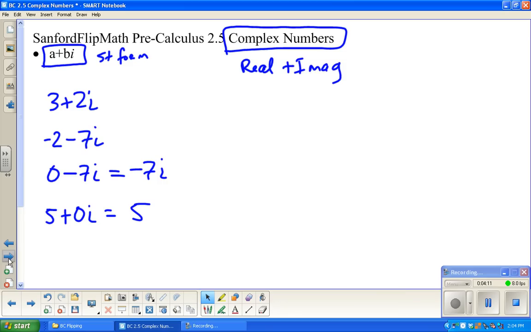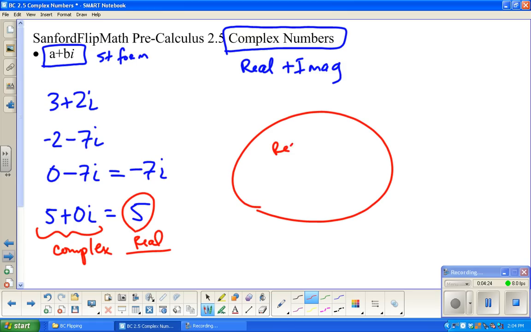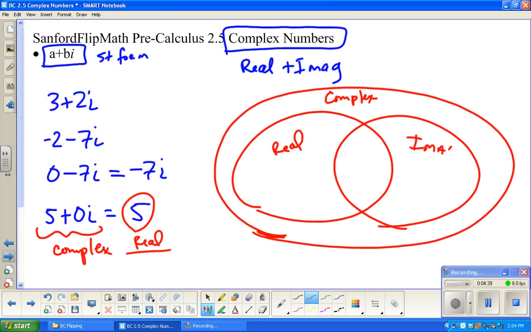So please note that even though this is a real number, it is also a complex number. So that means that any number that is a real number is also a complex number. And any number that is imaginary is also a complex number. And then there are numbers within those that are both. Okay, so the little Venn diagram action here.